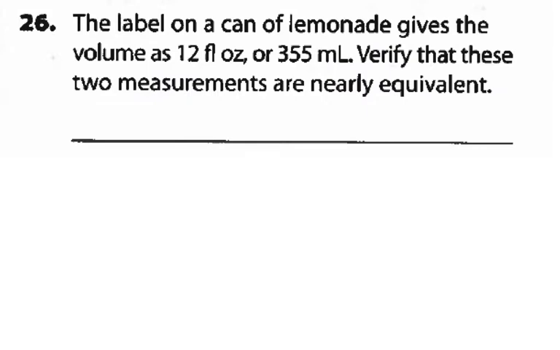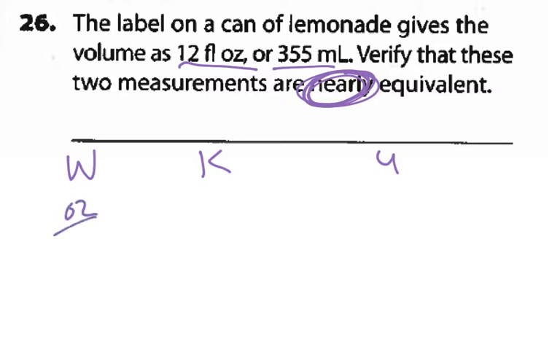And then let's look at this one. The label on a can of lemonade gives a volume as 12 fluid ounces or 355 milliliters. Verify that these two measurements are nearly equivalent. So that means they might not be exactly equivalent, but they should be super, super close. So we're going to look at our conversion factor. And so it's telling us here, if I'm going from ounces to milliliters, 1 fluid ounce is 29.6 milliliters, right?